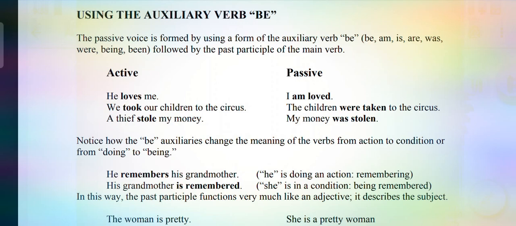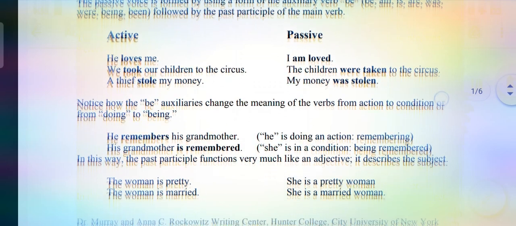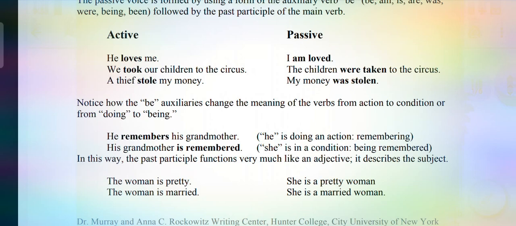Notice how the be auxiliaries change the meaning of the verbs. Okay, as we could notice in these sentences, be, the auxiliary of the sentence, changes the meaning from action or condition, from doing to being. Now next, he remembers his grandmother. His grandmother is remembered. Okay, he is doing an action, remembering. Now she is in the condition of being remembered. Okay, her grandmother, she is being remembered by him, and his grandmother is remembered.